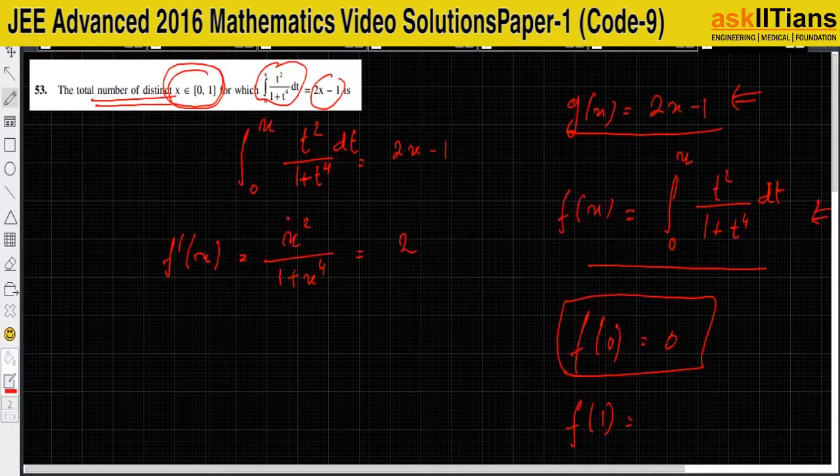f dash x is this quantity, and this quantity will always be positive. It is a positive quantity, right? So this function is increasing. If f dash x is positive, I can say that the function is increasing. So f0 is 0, so f1, being an increasing function, will be something greater than 0.